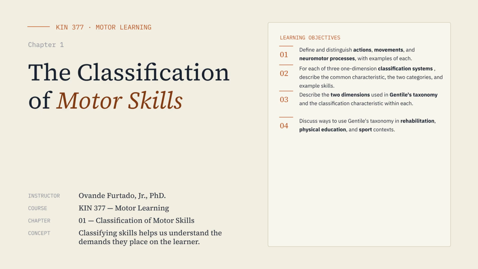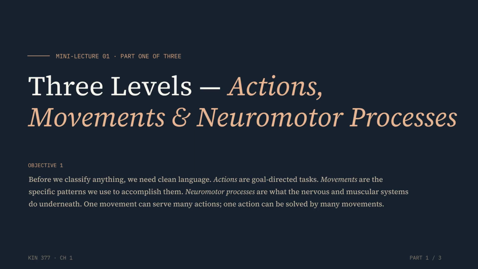Take a second to read the objectives on the right. Ready? Let's go. Part 1. We're starting with vocabulary because the words we use to talk about motor skills are not interchangeable in this course. 3 terms, 3 levels, in a strict order of priority. Actions, movements, neuromotor processes. Action is the goal. Movement is the pattern that achieves the goal. Neuromotor processes are the hidden nervous system and muscular activity that produces the movement.